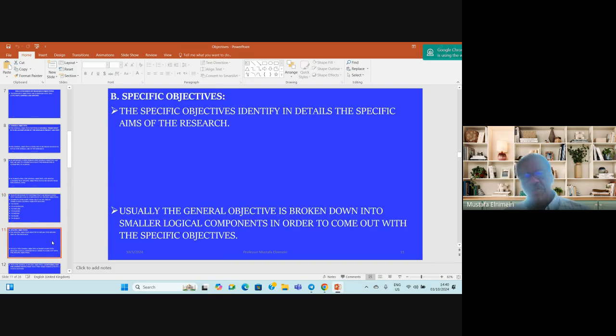Now we come to the specific objective. The specific objective identifies the details of the specific aims of the research. Usually the general objective is broken down into small logical components in order to come out with these specific objectives.